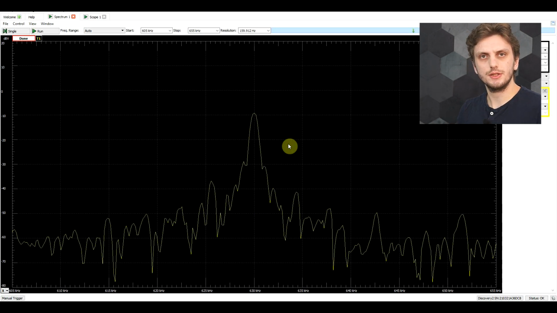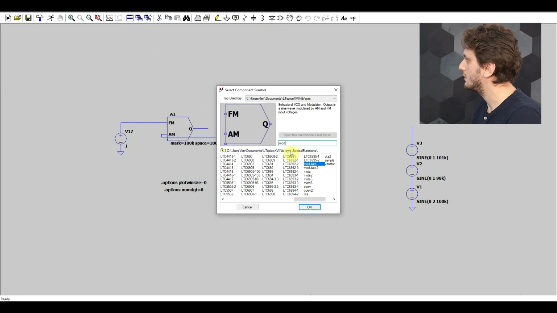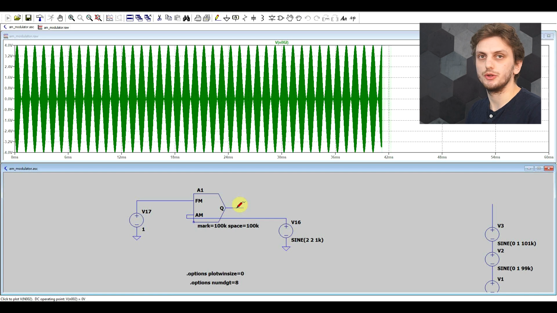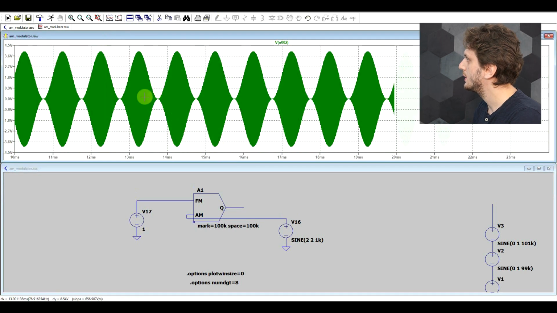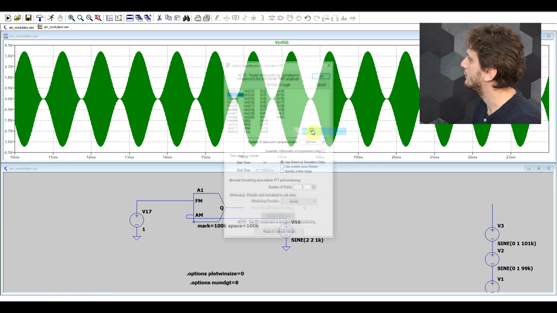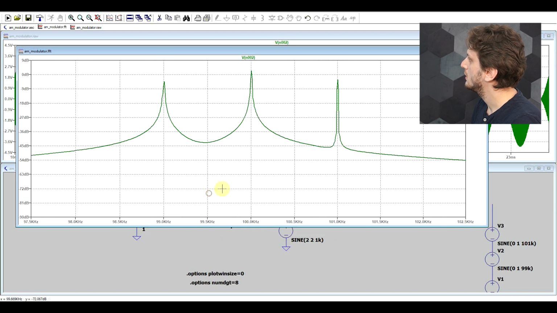Now, to get a clearer picture of this, let's look at some simulations. What I got here is a modulator block that can be found under the special functions. By setting the FM input to a constant voltage and inserting a sine wave into the AM, we can obtain a nice amplitude modulated signal. What I created here is a 100 kHz carrier with a 1 kHz amplitude modulated signal overlapping it. Now, if we look at the FFT spectrum of this signal, and we zoom in a bit, we see the same thing that we've seen with the actual radio signal.